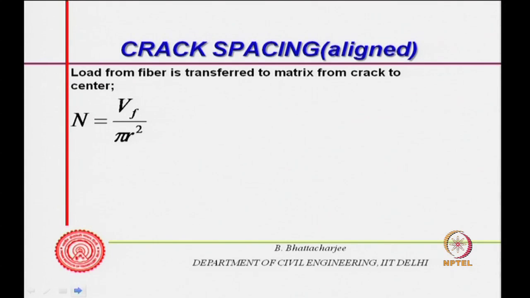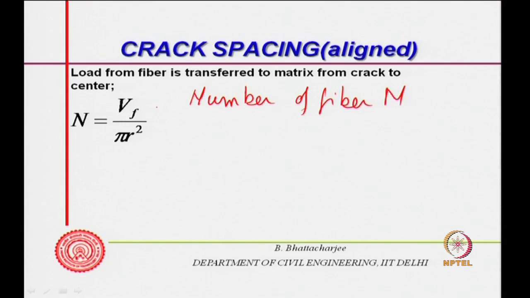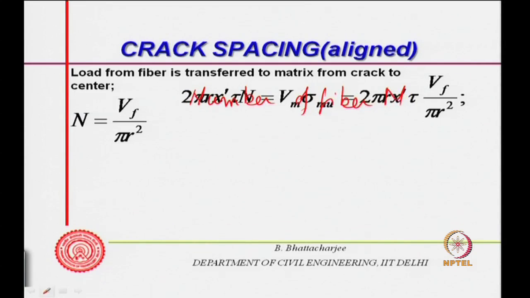Now, on an average, the number of fibers n, I can just write like this: V f divided by pi r square. If it is aligned, we are talking of the aligned scenario. So, V f divided by pi r square, volume fraction divided by pi r square, that will be the number of fibers, actually pi r square into L. L, the length, is the same. So, it will be written as L into area, and this would also be the same pi r square. So, the average number of fibers will be written like this.